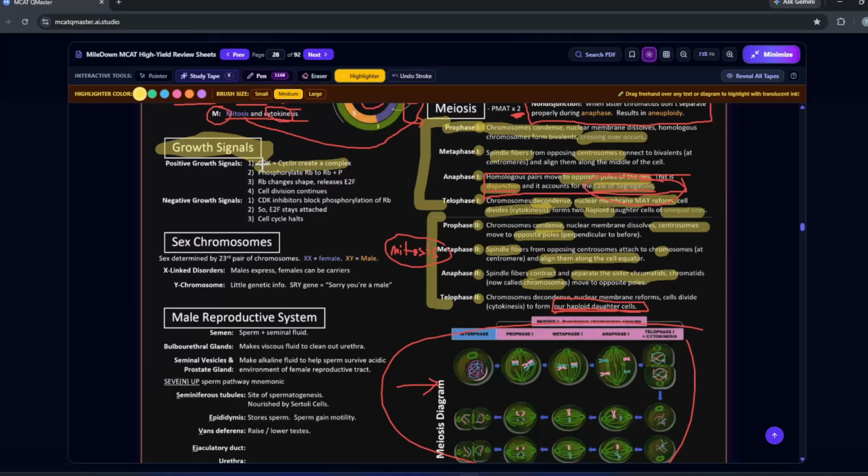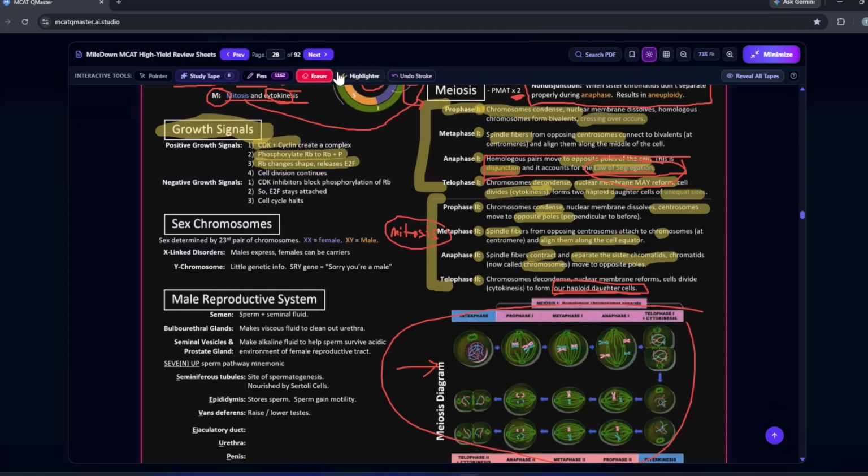CDK plus cyclin create a complex. Again, they make a team together. They work as a team. And then phosphorylate RB to RB plus P. RB changes shape and releases E2F. Remember, E2F is driving that signal forward, right, to grow, and then cell division continues as a result of that.